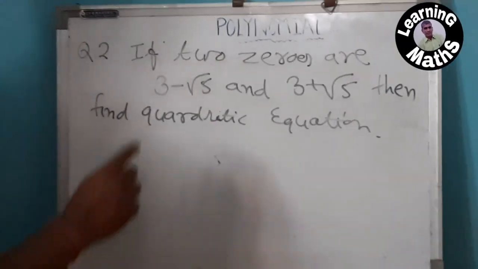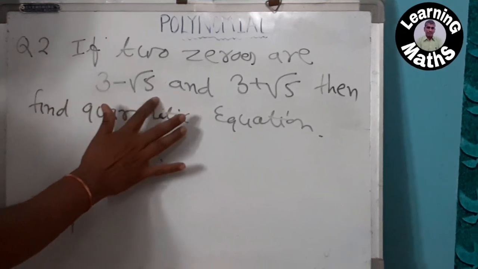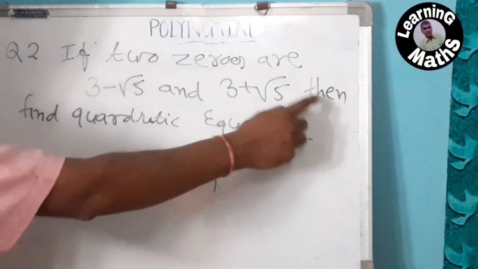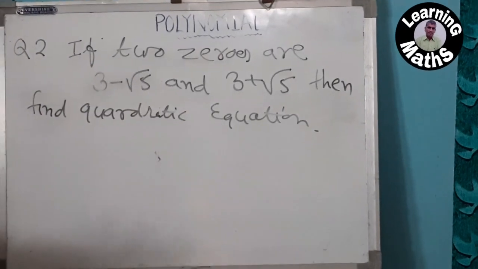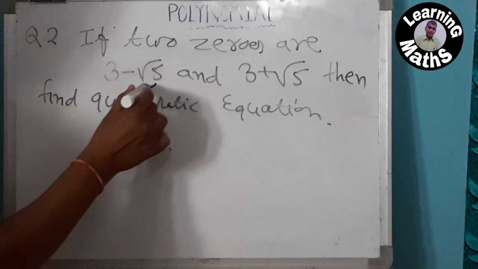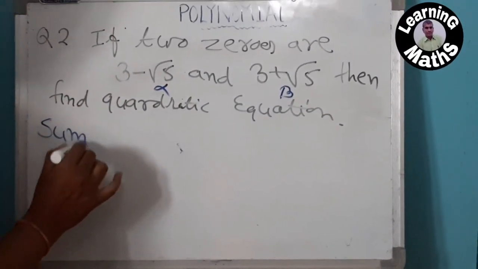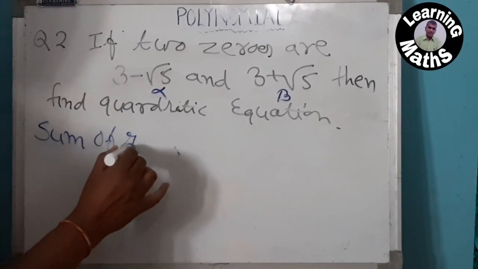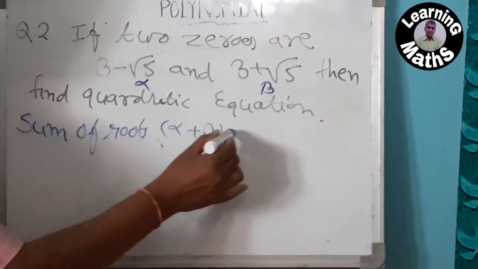Now here, if two zeros are 3 minus root 5 and 3 plus root 5, then find a quadratic equation. Here alpha is given and beta is given. Only you have to add 2 more steps. This is alpha and this is beta. So find the sum of roots, alpha plus beta.